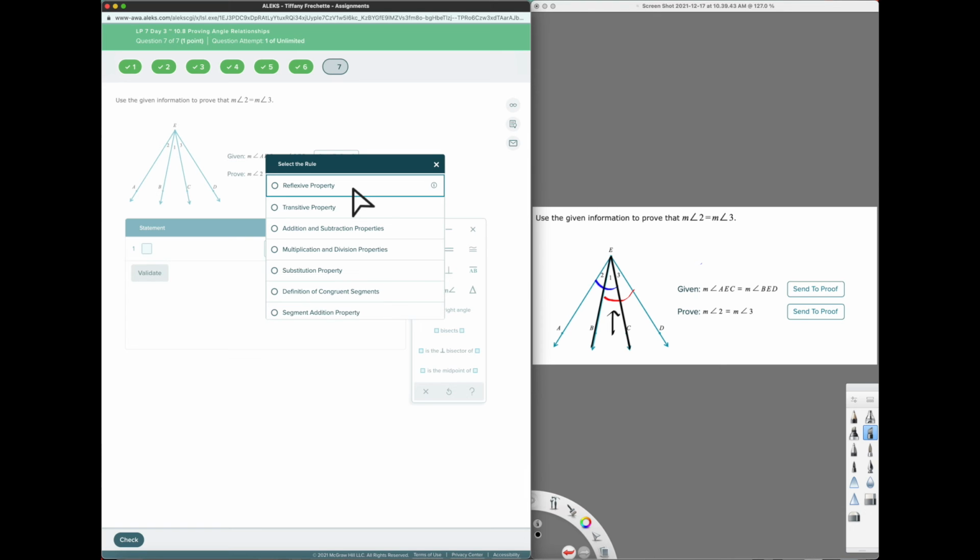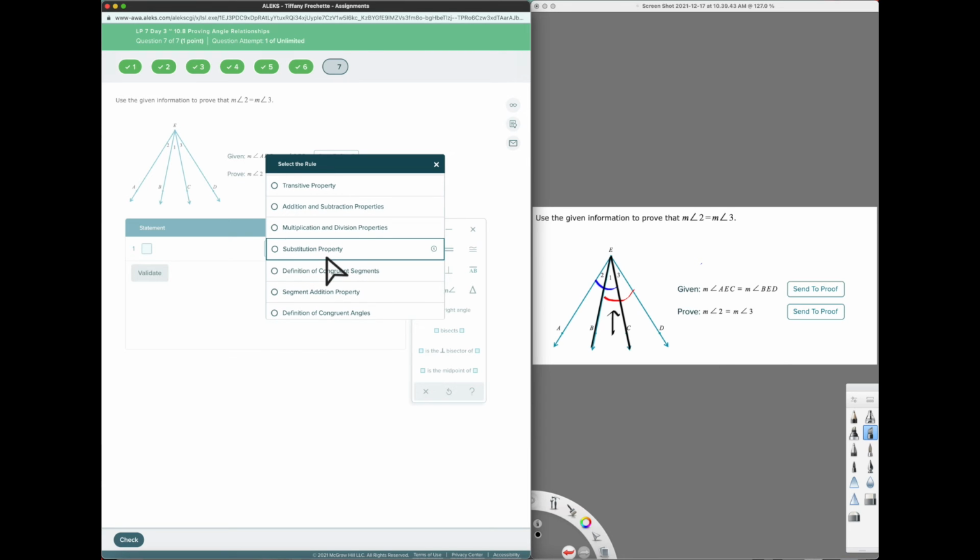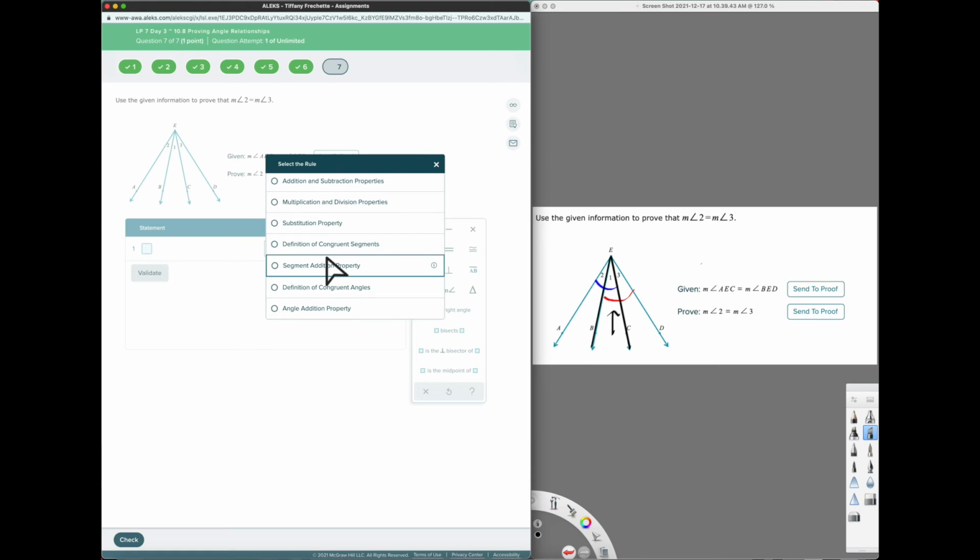The addition, subtraction, multiplication, or division properties have to do with when we're looking at things more algebraically, which I think we'll use on this proof here. Substitution is when we substitute one thing for another. If I know that one is equal to another, then I can substitute one for the other. Definition of congruent segments: we don't have any segments on this one, but you might. It kind of depends on the diagram they give you. Since we're working with angle relationships, I don't think they're going to give you segments on this one, but they could.